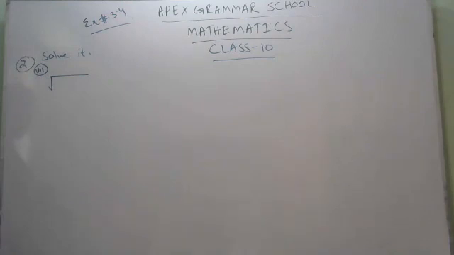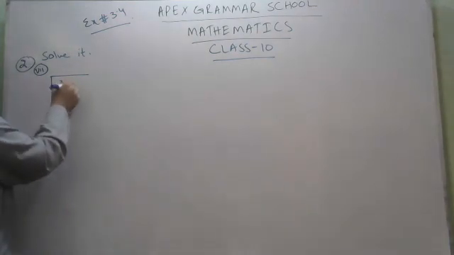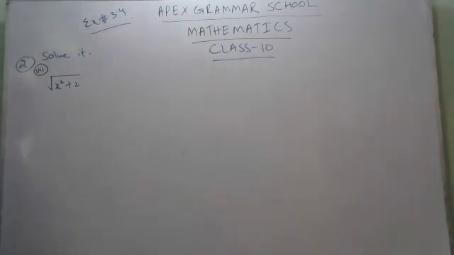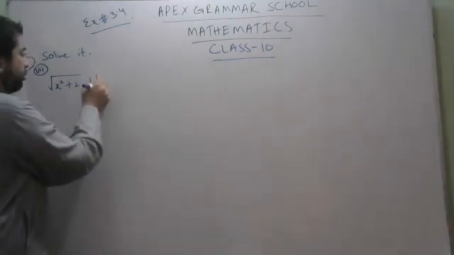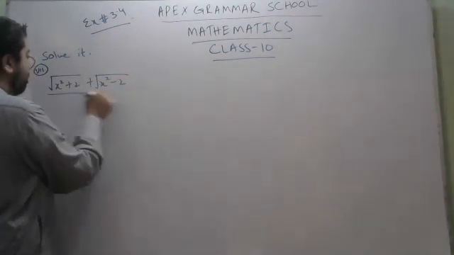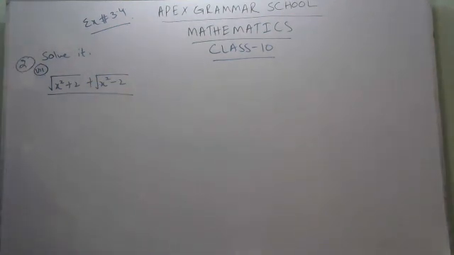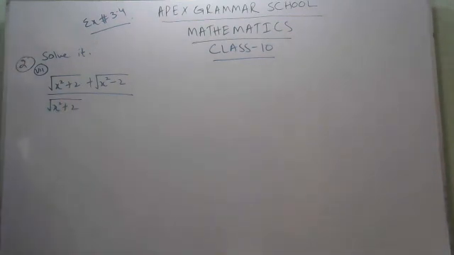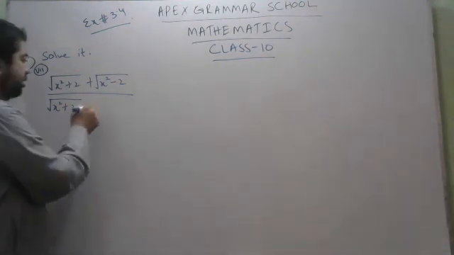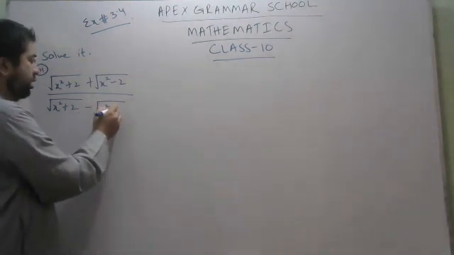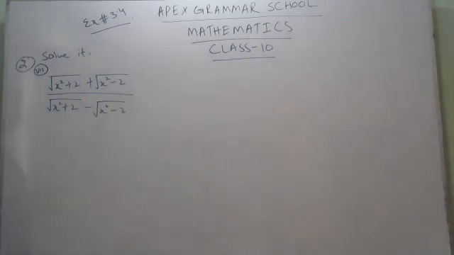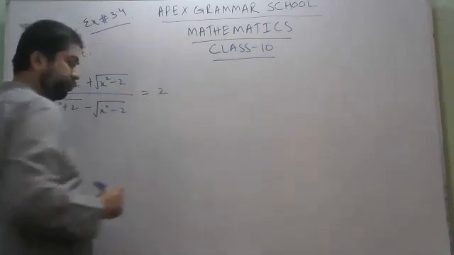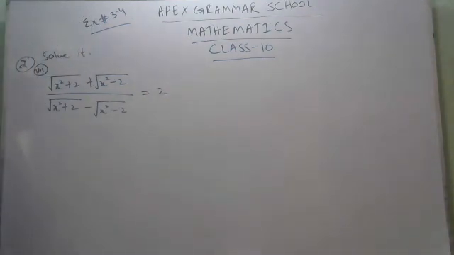For the numerator we have square root of x square plus 2, then plus square root of x square minus 2. For the denominator we have square root of x square plus 2 and then minus square root of x square minus 2. Now we need to solve it. This is equal to 2. This is an equation, so we need to solve this.